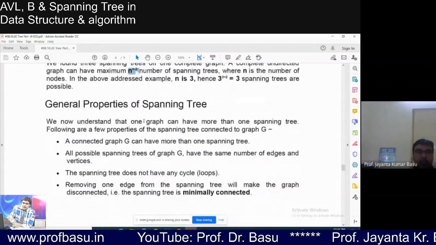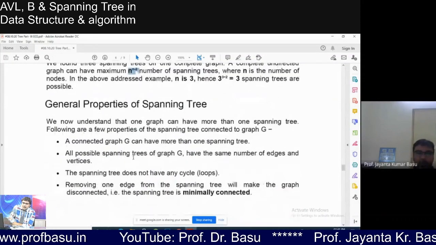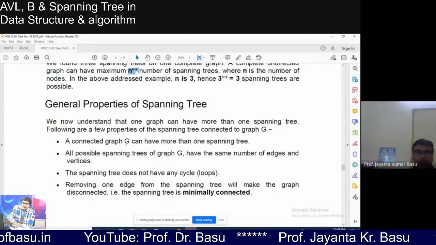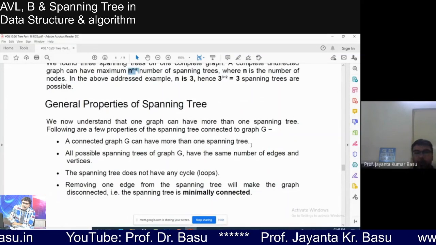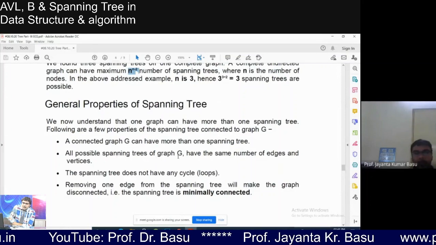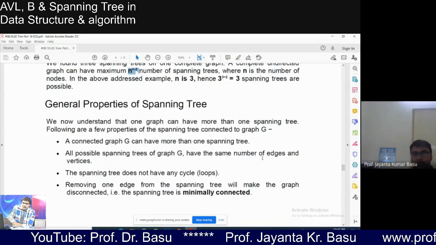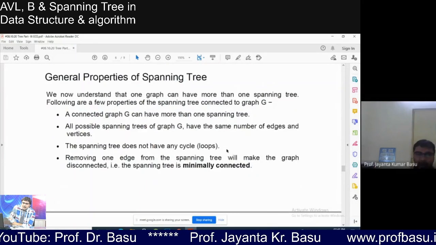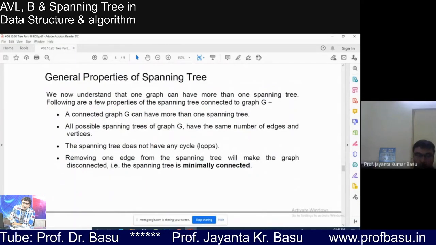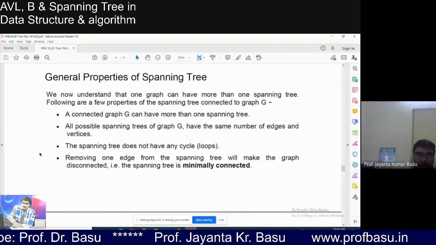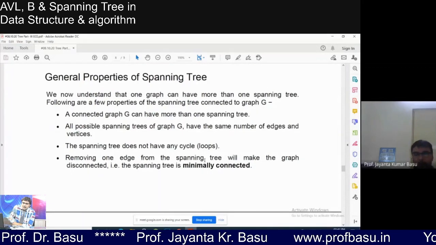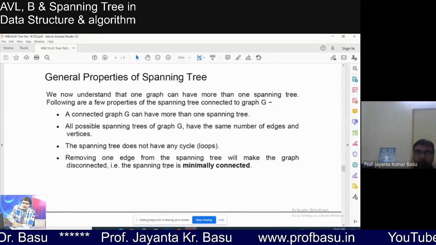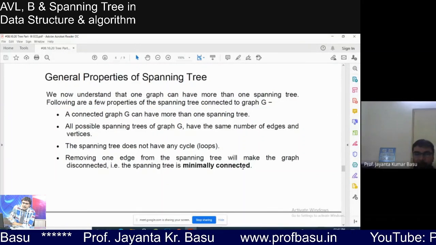Okay. The general properties of spanning trees are a theoretical question. You can study. A connected graph G can have more than one spanning tree. All possible spanning trees of graph G have the same number of edges and vertices. The spanning tree does not have any cycle or loop, right? You can also call a cycle a loop. Removing one edge from the spanning tree will make the graph disconnected. The spanning tree is minimally connected.